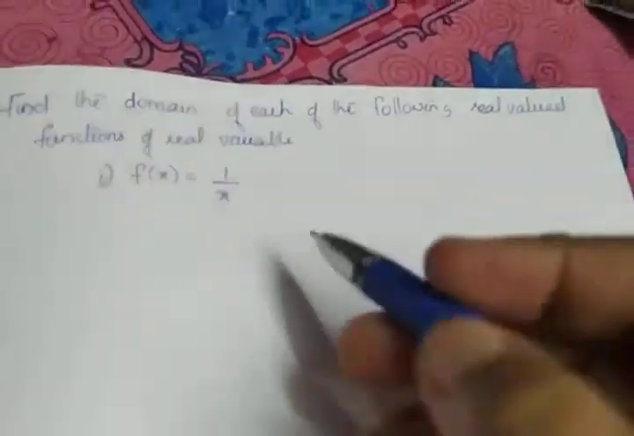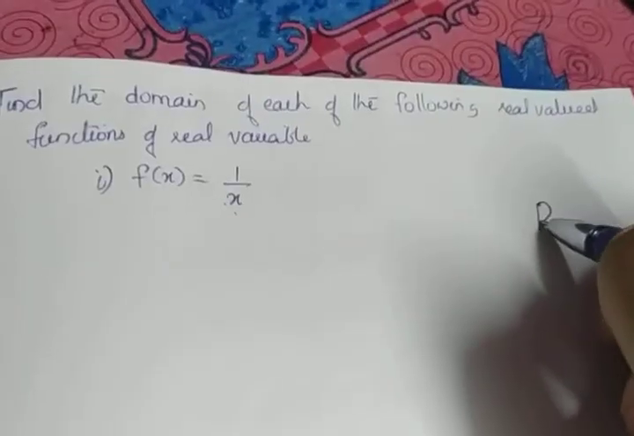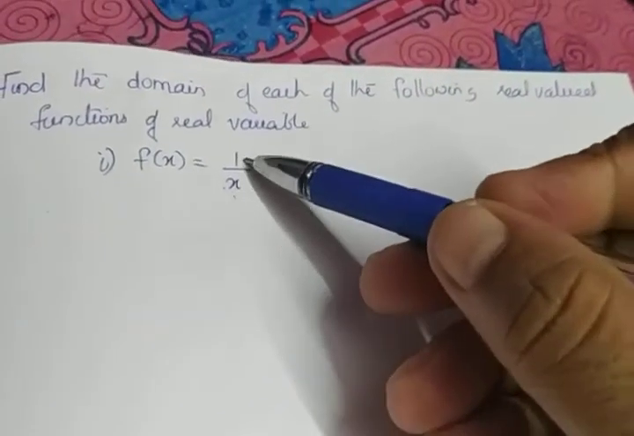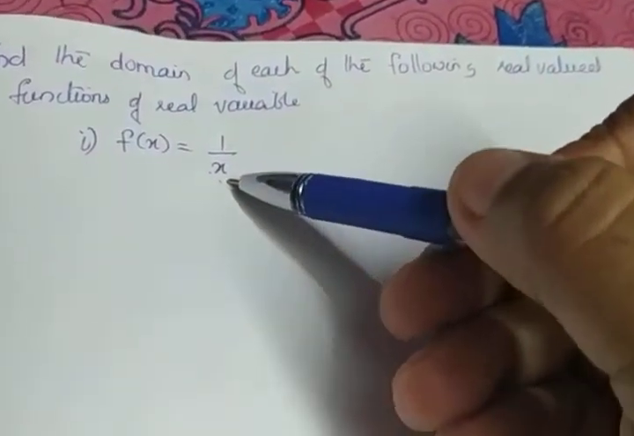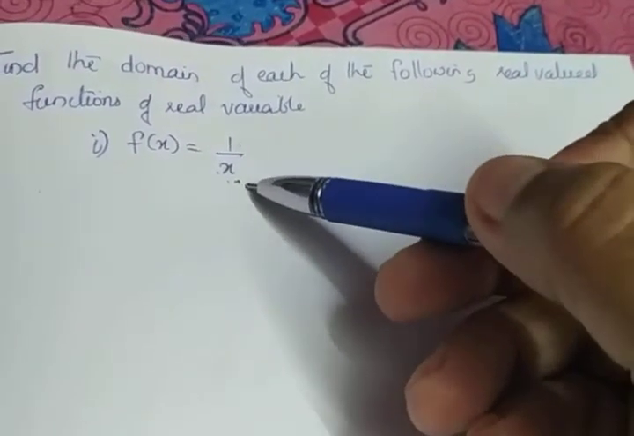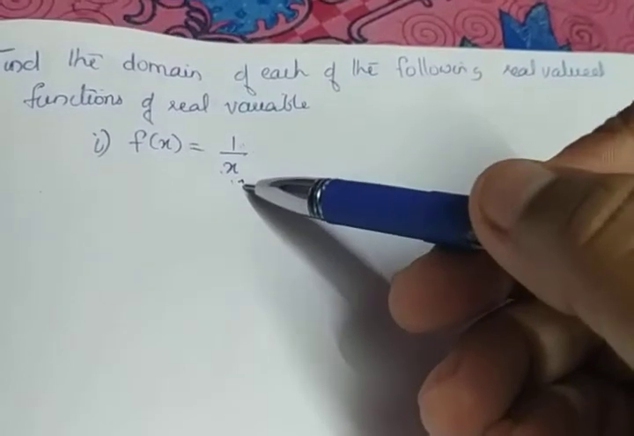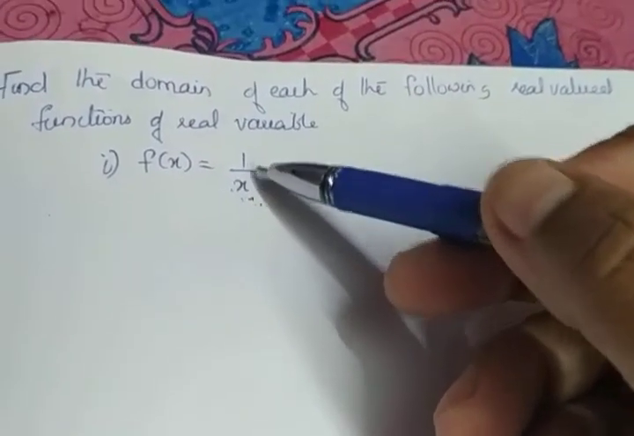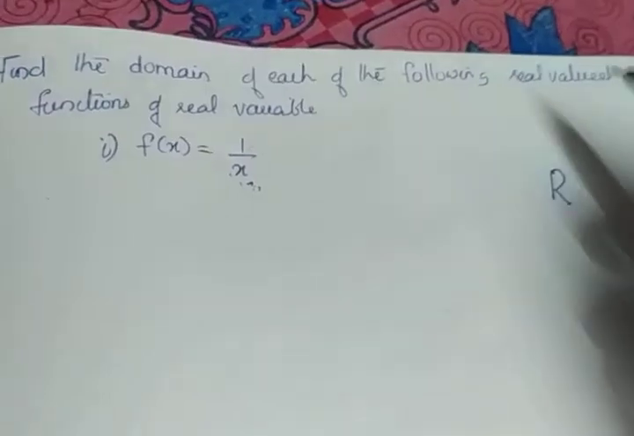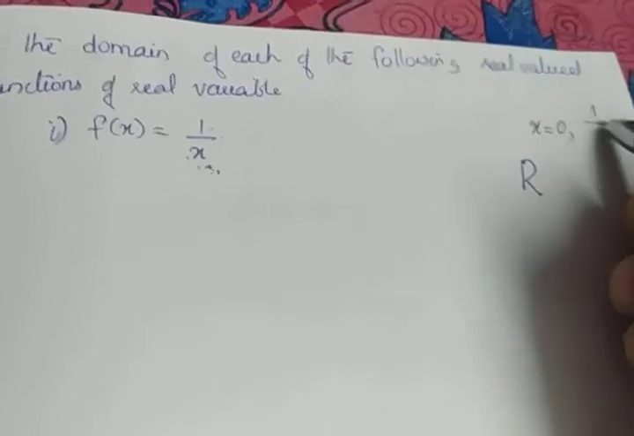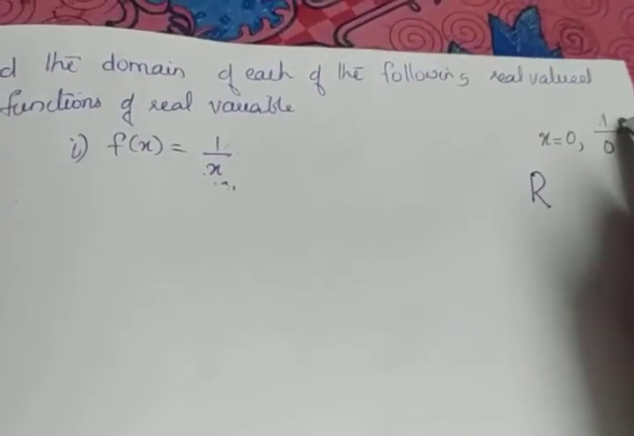So what we have to do is start with the set R, and check which values x cannot take if the function is 1 by x. Which is the only value x cannot take? 1 by 2 is defined, 1 by 3 is defined, 1 by negative 1 is defined. So the only value for which 1 by x is not defined is when x takes the value 0. When x is 0, the function becomes 1 by 0, which is not defined.